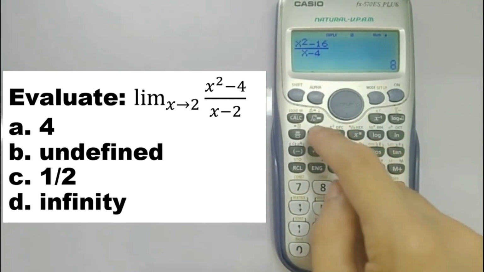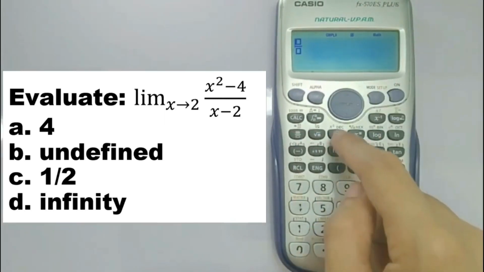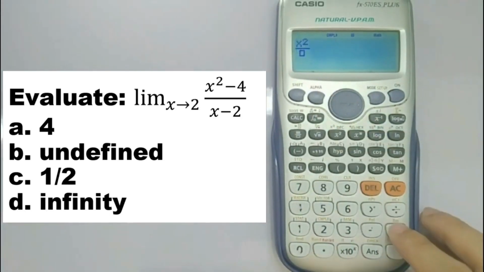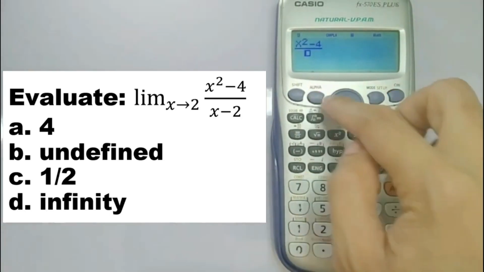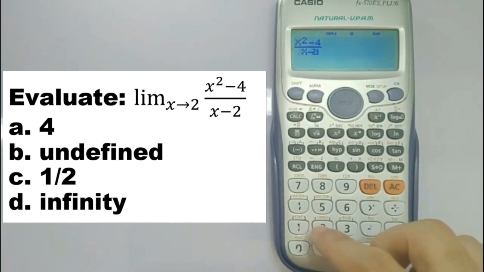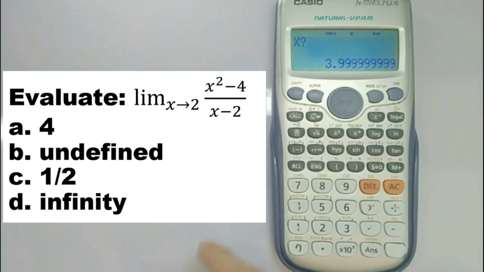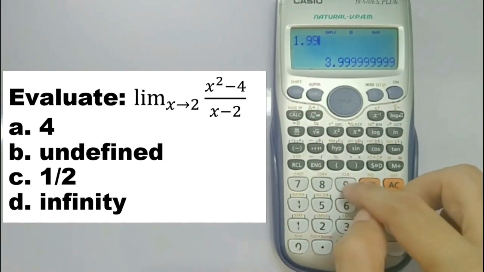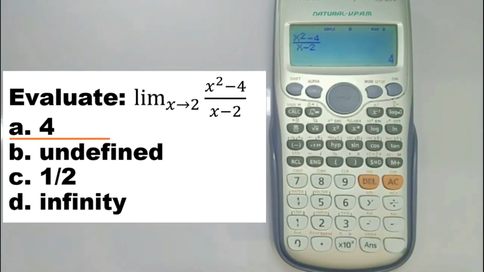x minus 2. So, input natin yung expression. So, alpha x squared minus 4 all over alpha x minus 2. So, CALC. Then, what is x natin? So, approaching value is 2. Input a value that is closest to 2. So, 1.999. So, that is 4. So, 4 is the limit.